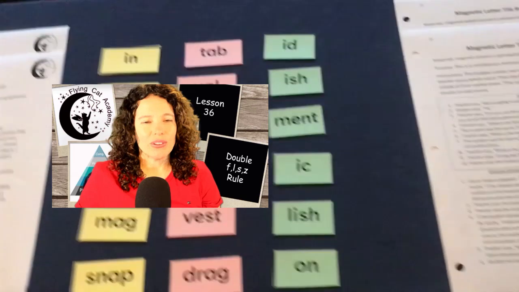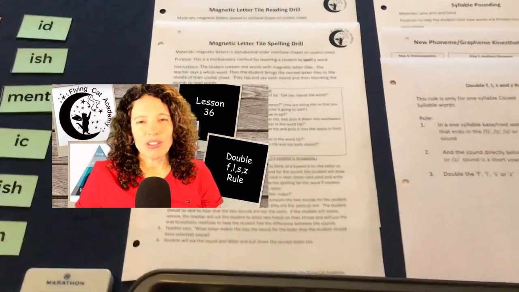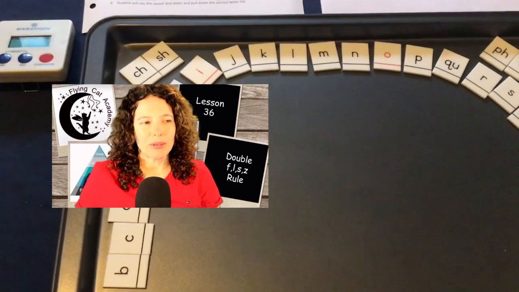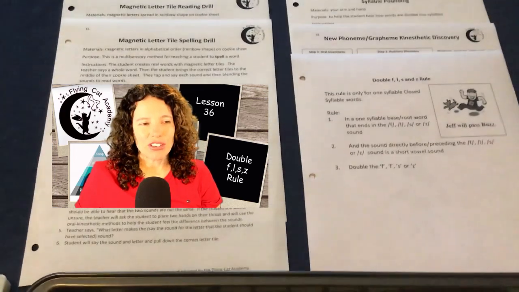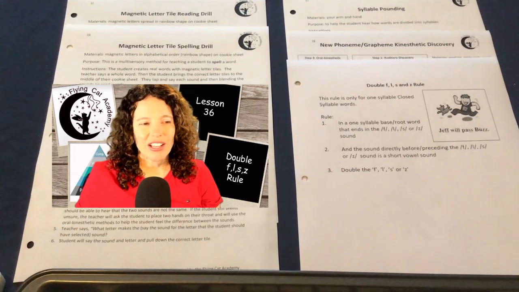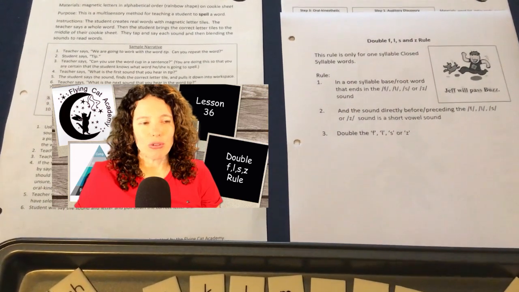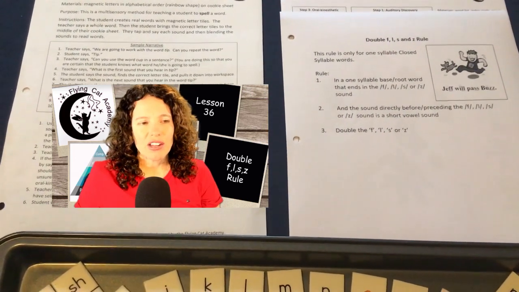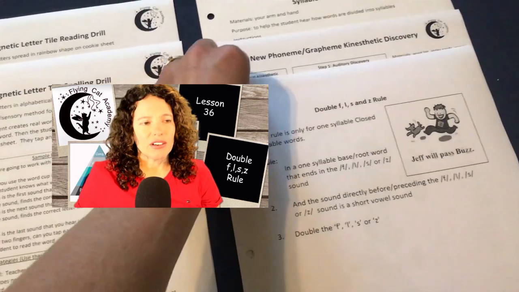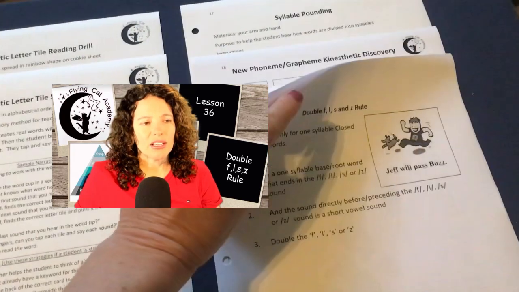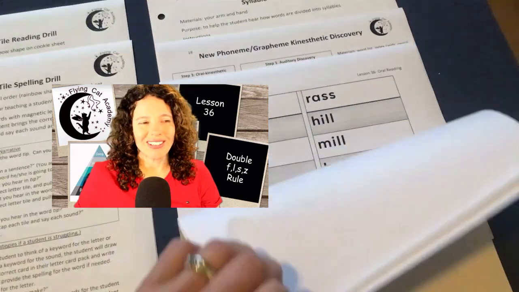Moving on to the magnetic letter tile drill for reading and spelling, you'll need the teacher instruction sheet and the cookie sheet with the magnetic letter tiles spread in a rainbow shape. Then we'll have the syllable pounding sheet, the kinesthetic discovery instruction sheet, and the sheets for the lesson. Today, it looks a little different with the sheets for the lesson because we're introducing a new rule, so we have a rule card ready to go. And then as usual, underneath there, you'll have the stories, the single word list in front of that, and the 3 sentences for the writing section.